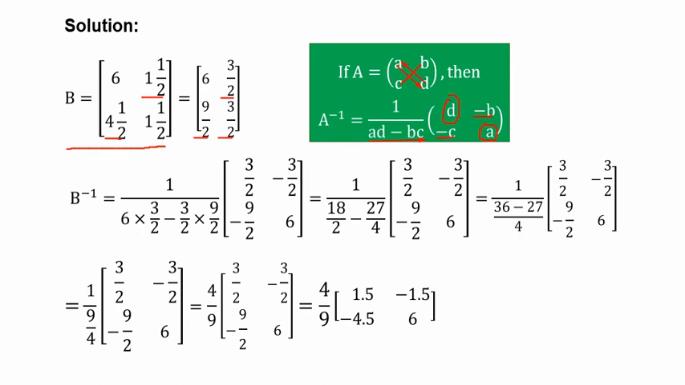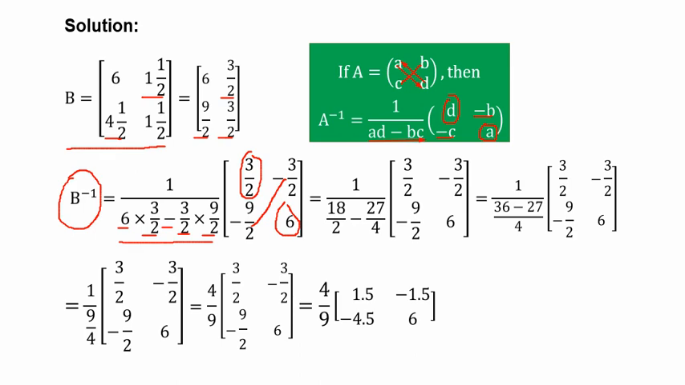So the inverse of matrix B is denoted by B to the power of minus 1. So this is our determinant now. 6 is A multiplied by D, that is 3 over 2. Then you have minus, this 3 over 2 is B multiplied by C, 9 over 2. So you interchange the position of 6 and 3 over 2. So 3 over 2 is D, while 6 is A. You negate this other diagonal, the entries there become negative.